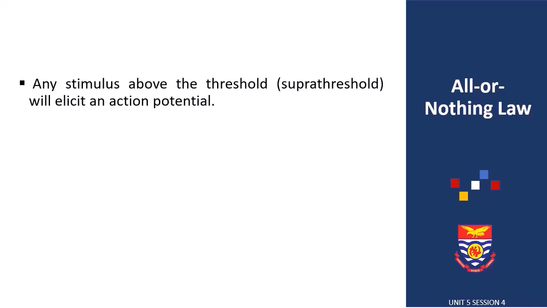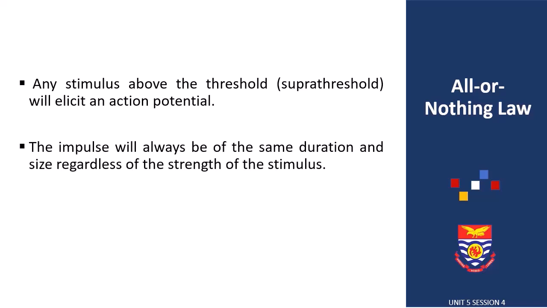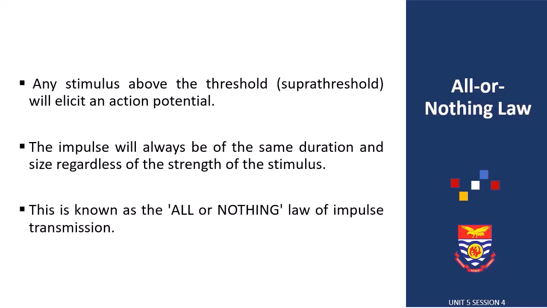From our previous discussion, we established the fact that in order to generate an action potential, an excitable cell needs to be exposed to a stimulus of a certain minimum strength known as the threshold. However, any stimulus above the threshold will also elicit an action potential, and the impulse will always be of the same duration and size irrespective of the strength of the stimulus. And this particular phenomenon is referred to as all or nothing law of impulse transmission.